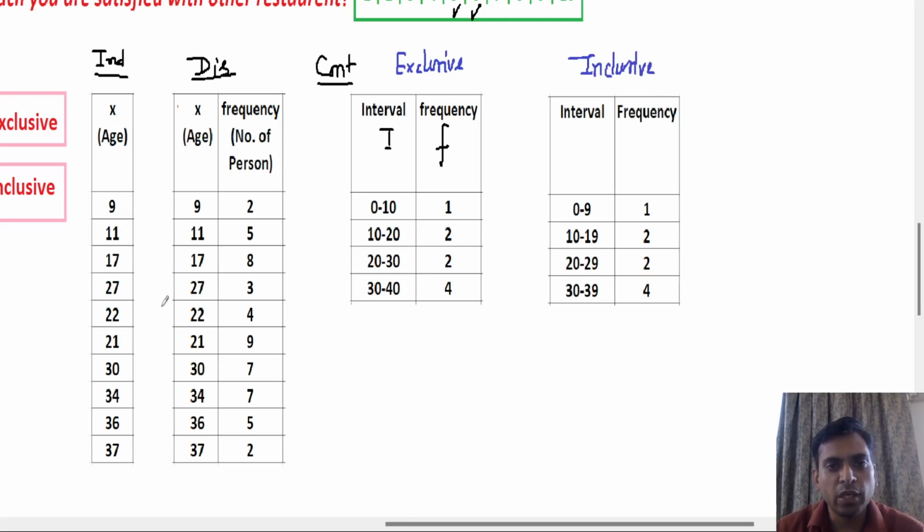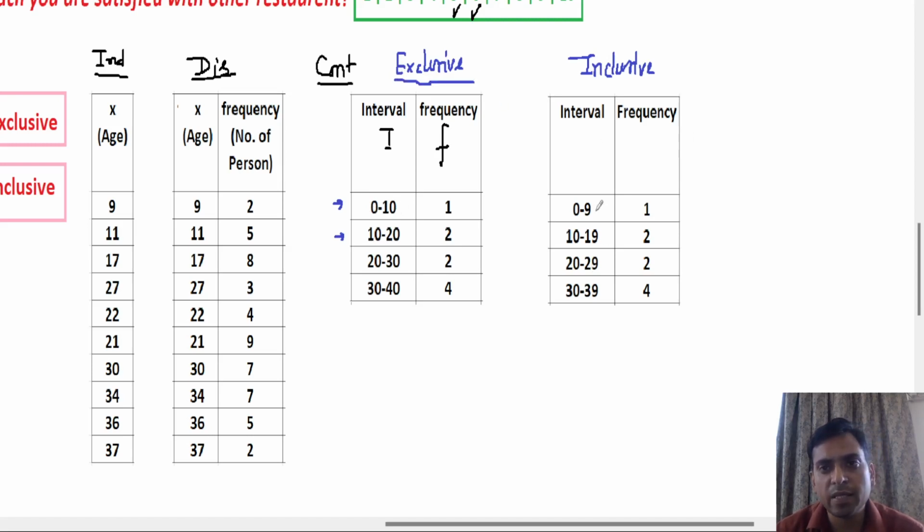So suppose in your data set age is 10. So for 10 you have 2 blocks. First is this 0 to 10 and second is this 10 to 20. So always you will consider this upper value 10 in the next interval 10 to 20. You will not consider it in this interval. This means you are excluding this 10 from this interval. That's why we will say this is exclusive type of data.